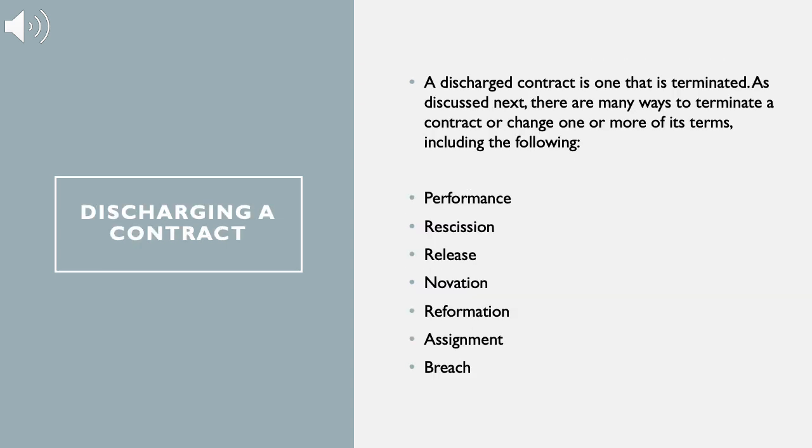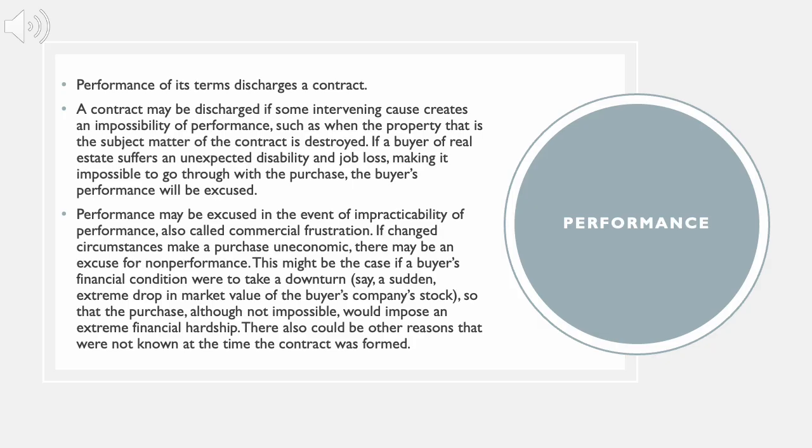Discharging a contract. A discharged contract is one that is terminated. As discussed next, there are many ways to terminate a contract or change one or more of its terms, including the following: performance, rescission, release, novation, reformation, assignment, breach. Performance of its terms discharges a contract.